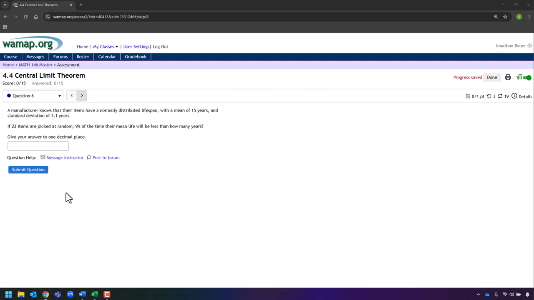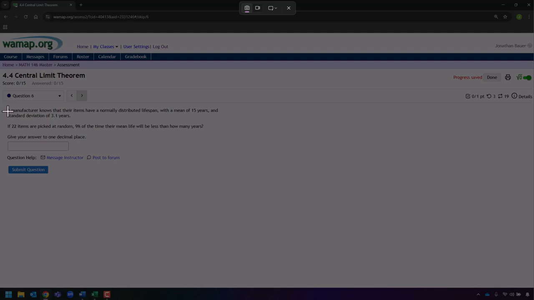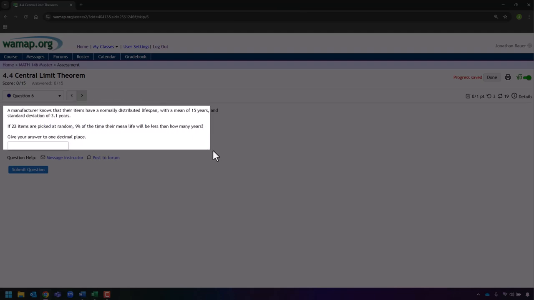So now, jumping in for another example, and this is again the central limit theorem as it pertains to means. A manufacturer knows that their items have a normally distributed lifespan with a mean of 15 years and a standard deviation of 3.1 years. If 22 items are picked at random, 9% of the time, their mean life will be less than how many years? Give your answer to one decimal place. So I'm going to steal this here, and then I'll go over to Excel and show you how I would work the solution and how I recommend that you do too.